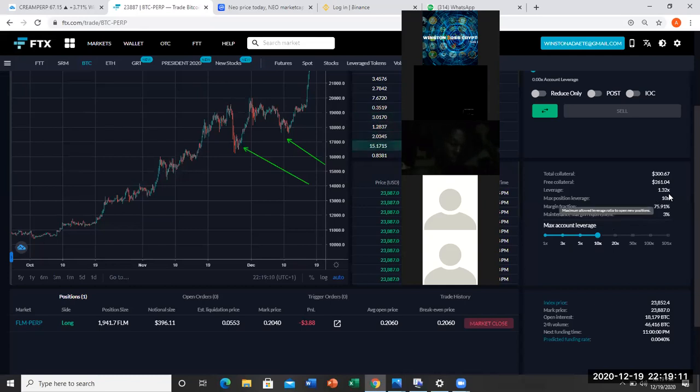Now, this is good account management because if you want to look at it, it's as if I'm trading just 13% of my account here. 40 over 300 times 100 will give you 13.3. So I'm trading just 13.3% of my account, and that is good account management.